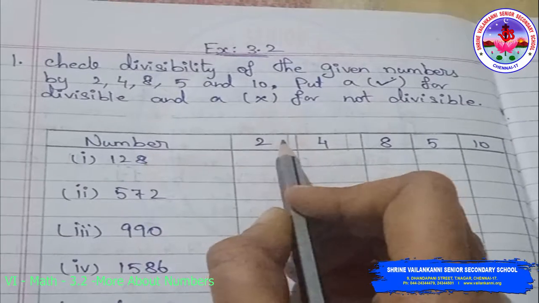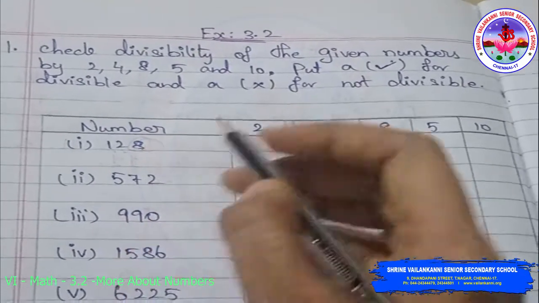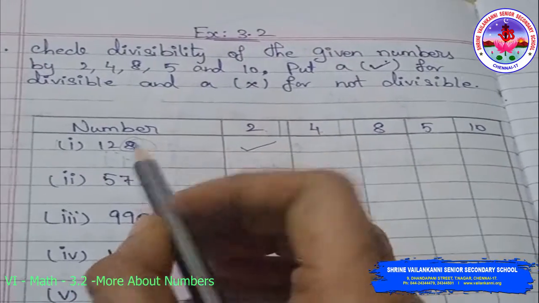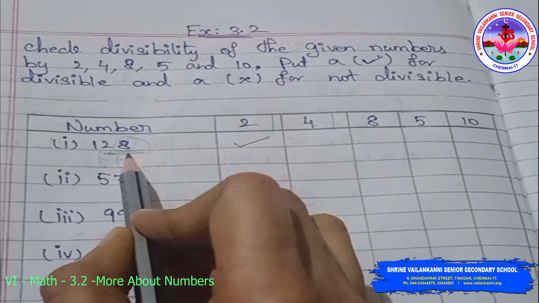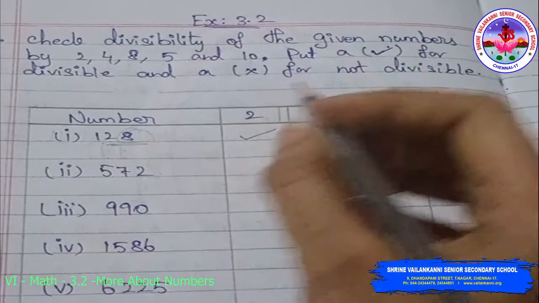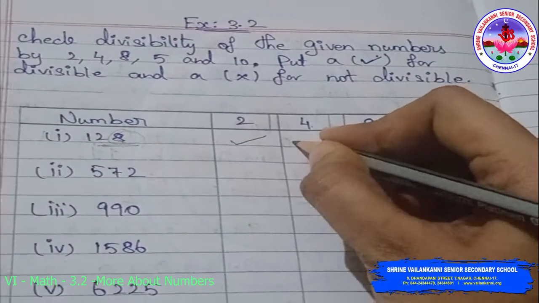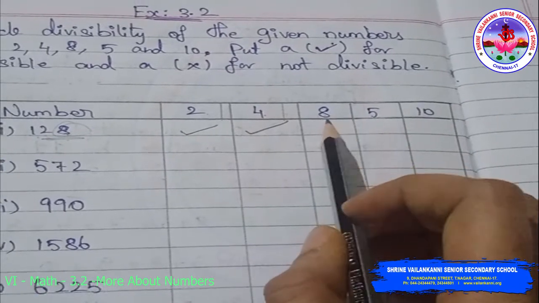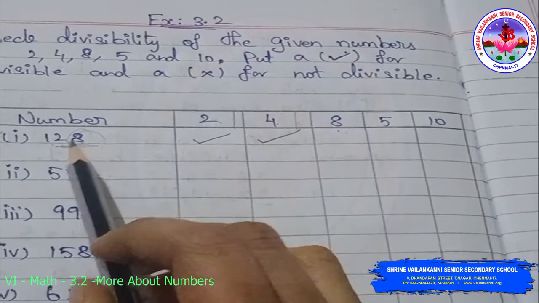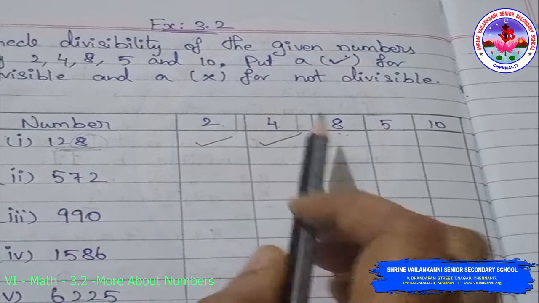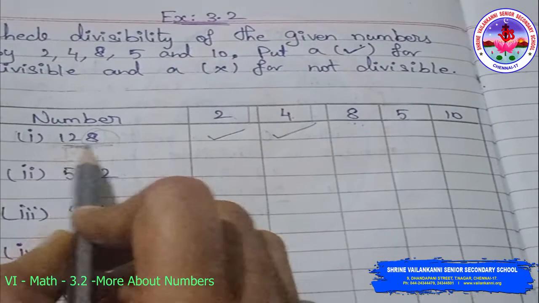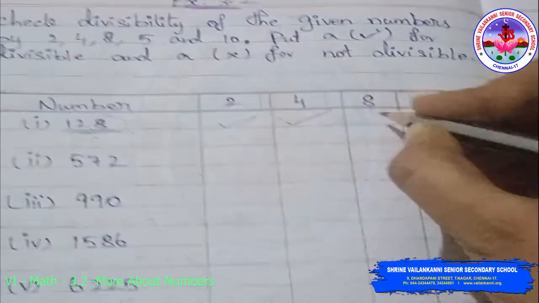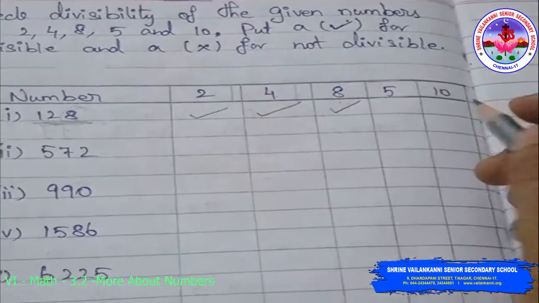Check the last digit for 2. It is even, so it is divisible by 2. For 4, check the last 2 digits, that is 28. 28 is 7 times, so it is divisible by 4. For 8 tables, check the last 3 digits. 128 is divisible by 8, 16 times.